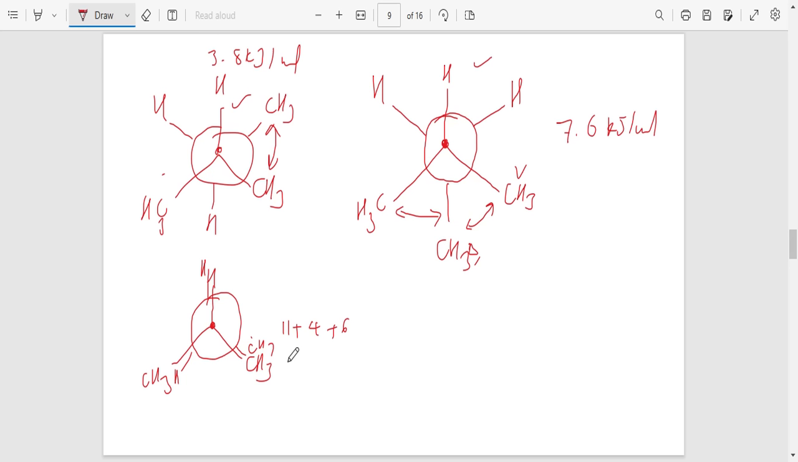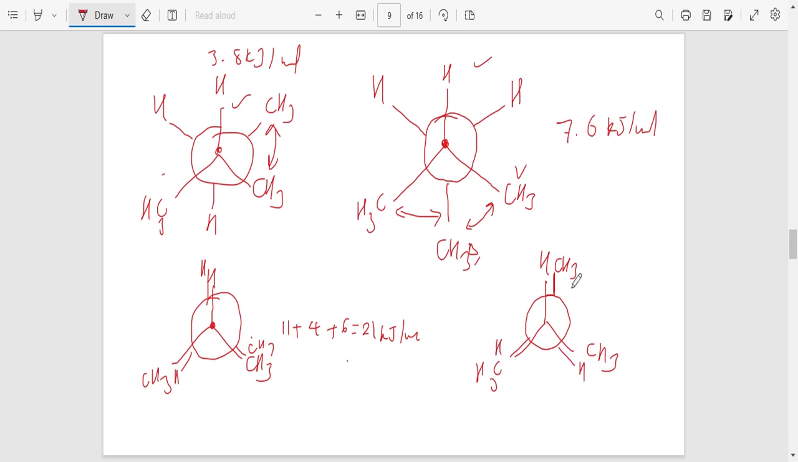So what is the total energy in this molecule? 11 plus 4 plus 6. This should give us 21. Another possible molecule that I'm able to draw for this one is I can have this CH3 making an eclipse with this hydrogen. Okay, this is kilojoules per mole. So we are going to have a hydrogen on top, CH3 this side, CH3 this side, and then we are going to have it like that. Let me now have this molecule being behind here, and then this hydrogen being here, and the other hydrogen being here.